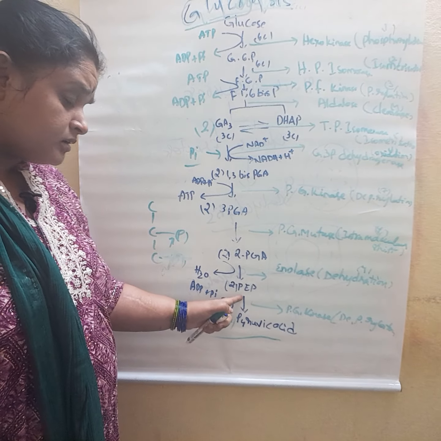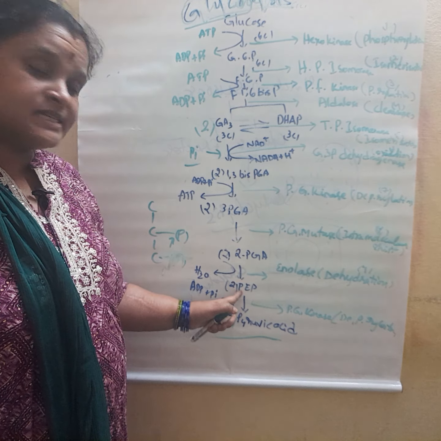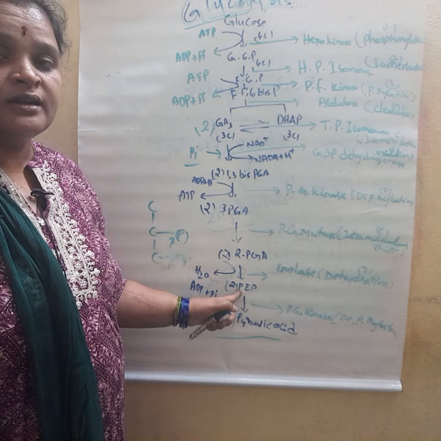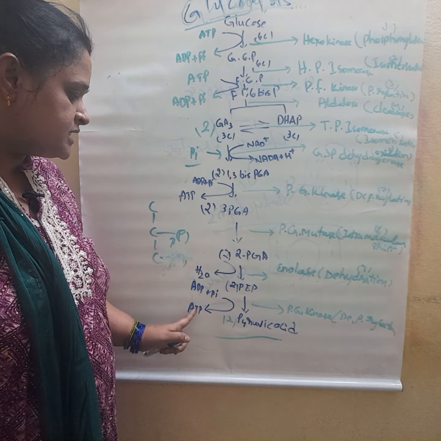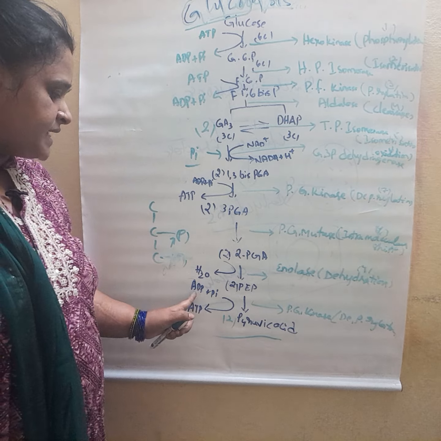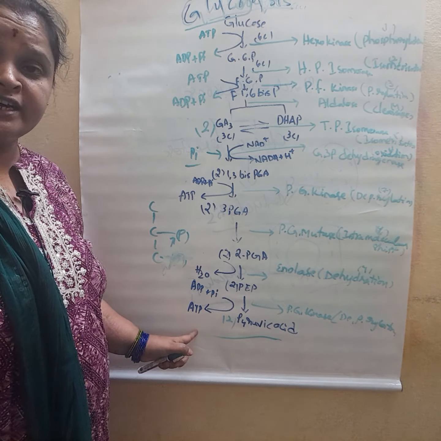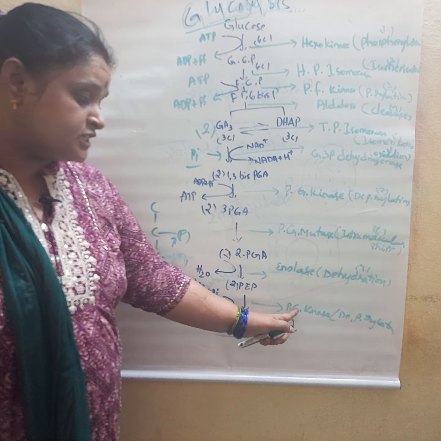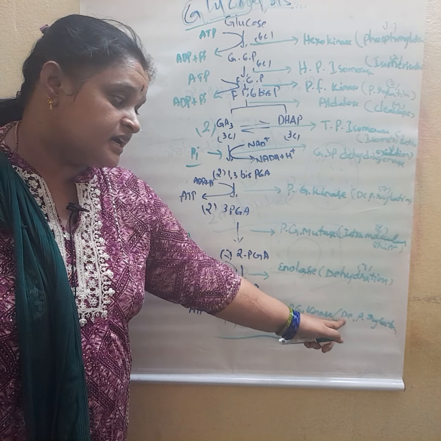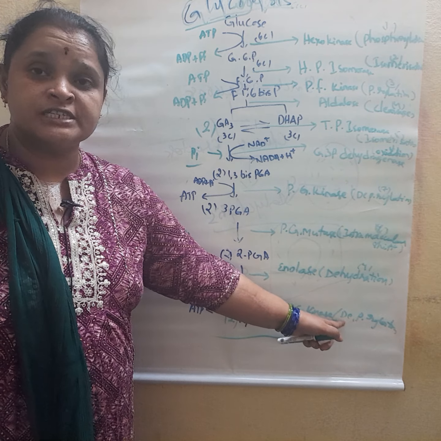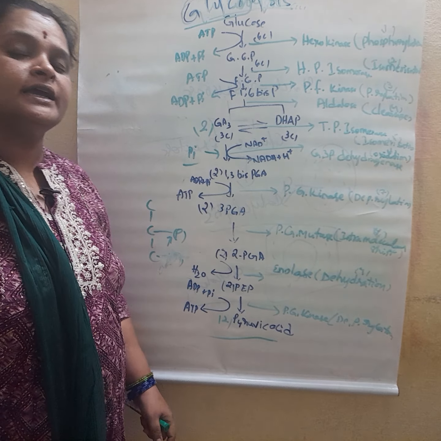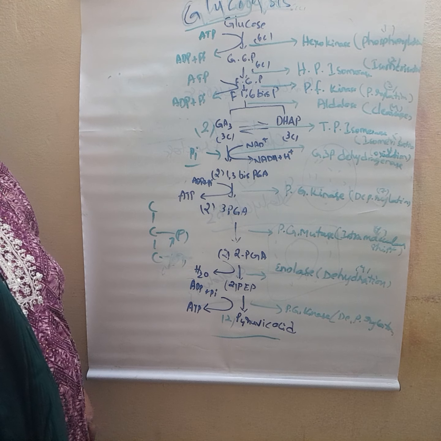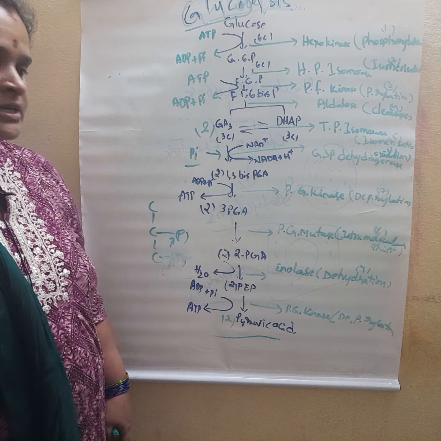Okay. Now this PEP is having what? Phosphate, right? So this PEP is converted into pyruvic acid by losing 1 Pi. That Pi is accepted by ADP, converting it into ATP. Here the enzyme is pyruvate kinase, and here also dephosphorylation takes place. That means removal of phosphate, which is accepted by ADP, converting it into ATP. So dephosphorylation takes place. Okay.